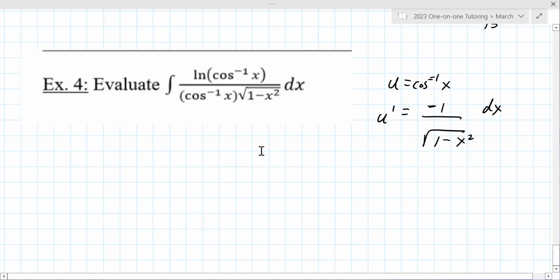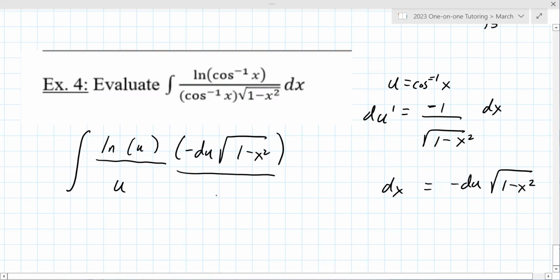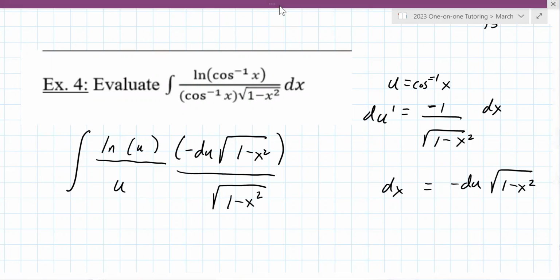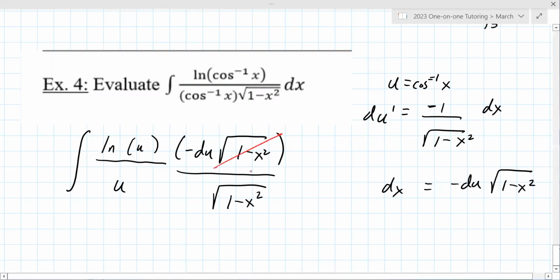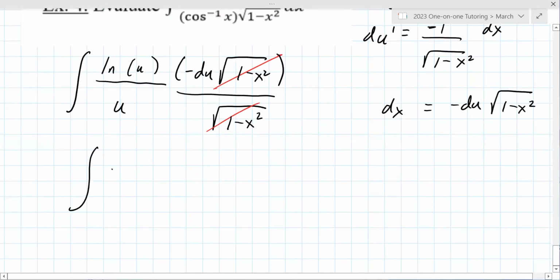Okay, so we start replacing what we know. We know that it's natural log of u over u. Now we've got to solve this for dx. dx ends up equaling negative du times the square root of 1 minus x squared. So we're going to put that in here, replacing dx, all over the square root of 1 minus x squared. And all of a sudden you see some cancellations. These cancel, and the integral is much, much simpler. It's negative natural log of u over u du.